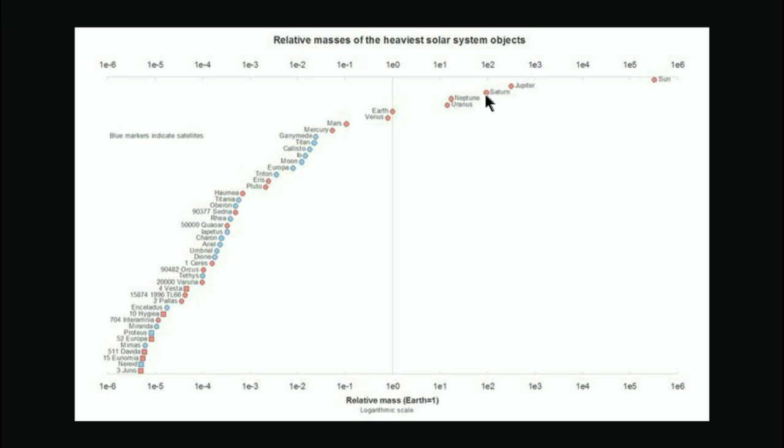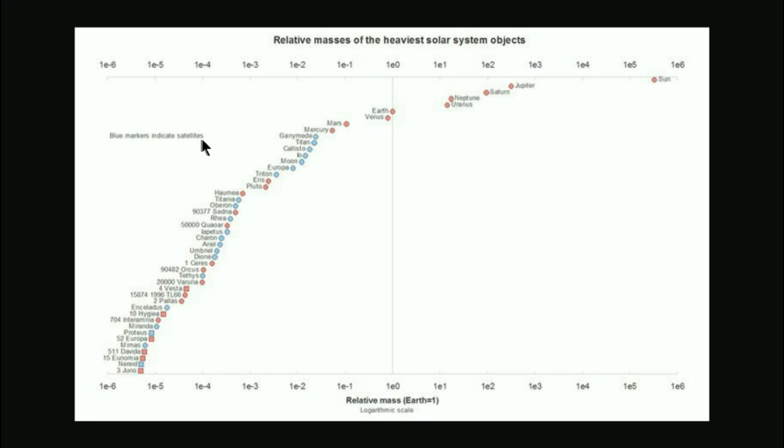Saturn's about 100 times the mass of the Earth. Neptune and Uranus, I think, are about 16 and 14 times the mass of the Earth. And then Earth is 1. Venus is a little bit less, I think like 80, 90% of the Earth's mass. Mars is about 1/10 of the mass of the Earth. Mercury is about 4 or 5% of the mass of the Earth.